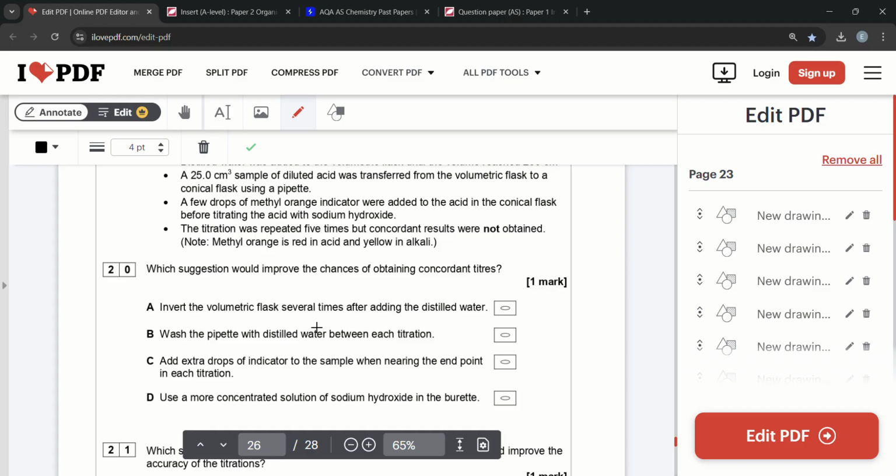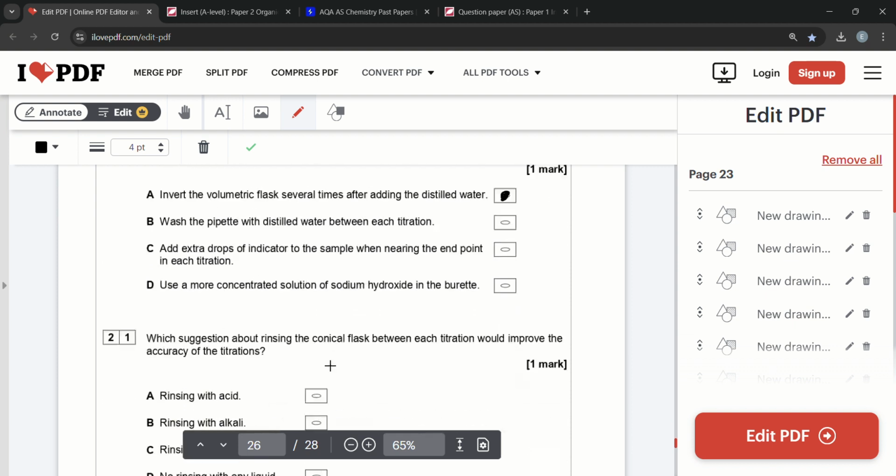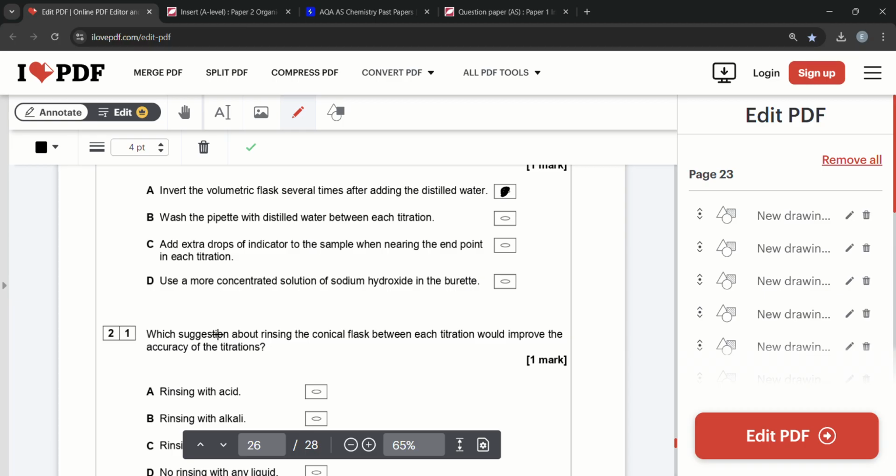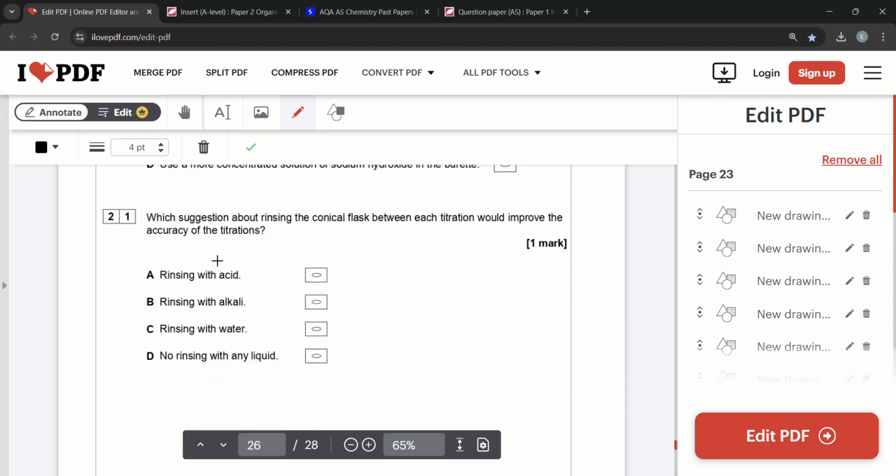Question 20. Which suggestion would improve the chances of obtaining concordant titres? Titres that are within 0.1 centimetres cubed of each other, so very close to each other. Invert the volumetric flask several times after adding distilled water. Yes, definitely. The rest: wash pipette with distilled water, no. Add extra drops of indicator, you actually want to add few. Use a more concentrated solution of sodium hydroxide, no. Which suggestion about rinsing a conical flask between each titration would improve the accuracy of the titrations? Rinse with acid, rinse with alkali, rinsing with water. Definitely. Not rinsing with any liquid will improve the accuracy of titrations.